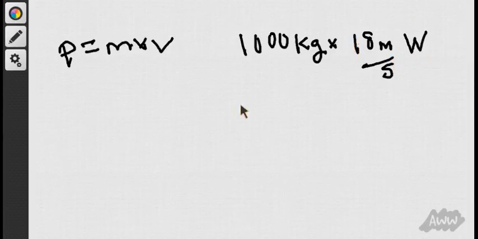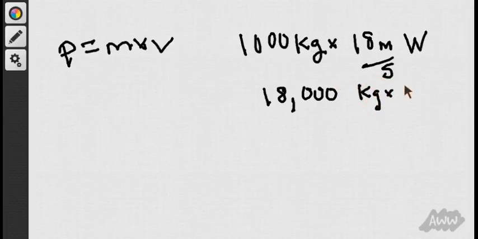And so when we do our math on this one, you're going to get 18,000 kilograms times meters per second west. Now, the hardest thing about this problem, honestly, is the units. Kilograms don't cancel. You got meters per second, which don't cancel either. And we have our direction, which is west. So that leaves us with our momentum of 18,000 kilograms meters per second west.